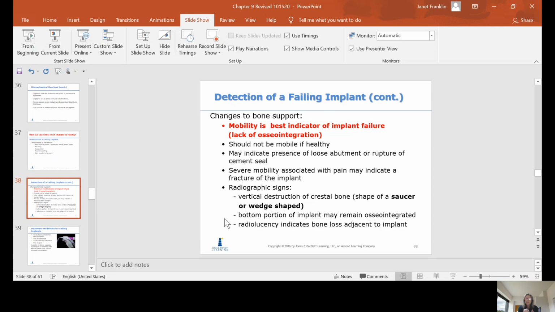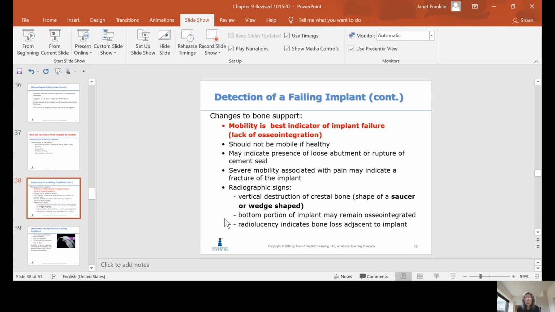If the implant is subject to occlusal forces or bacterial overload and the bone becomes destroyed, the implant's going to become mobile. The more mobile the implant becomes, the more likely it's going to continue to make that hole in the bone bigger. There should be no mobility at all on a healthy implant.